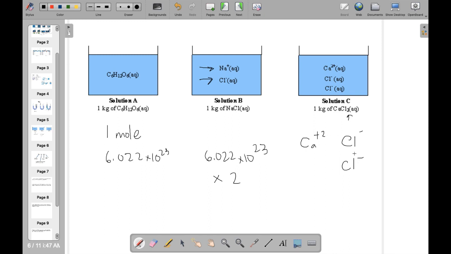So there's 3 ions. So now instead of 6.022 times 10 to the 23rd particles floating around, I have 3 times 6.022 times 10 to the 23rd particles floating around. You're probably not really going to see a number higher than 5. If we look at all these different ionic compounds we've studied, most of them have anywhere from 2 to 5 different ions in them.